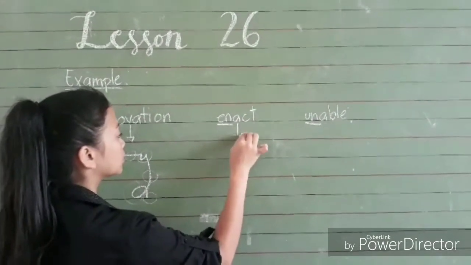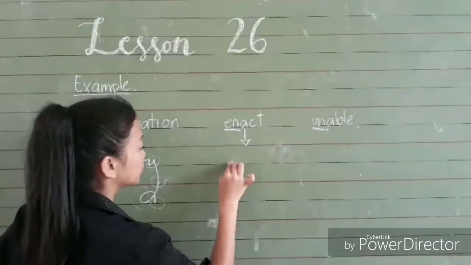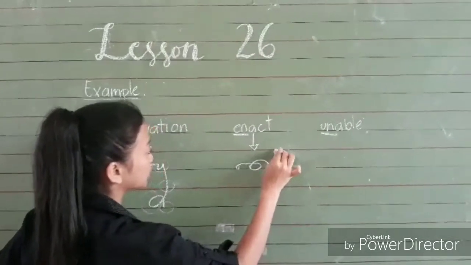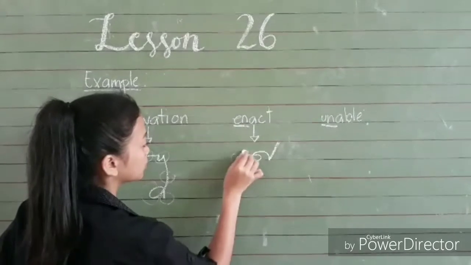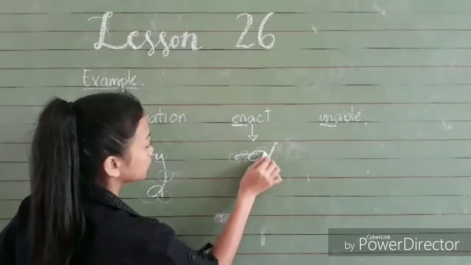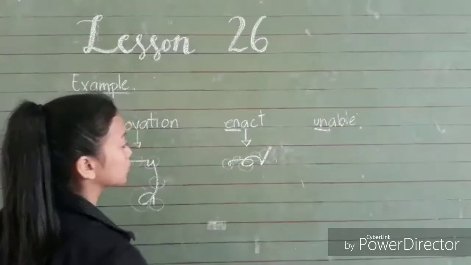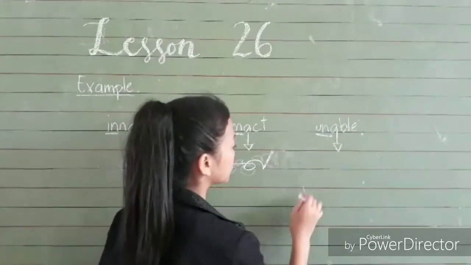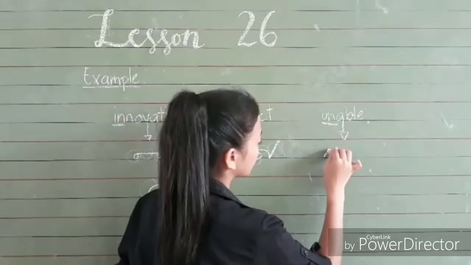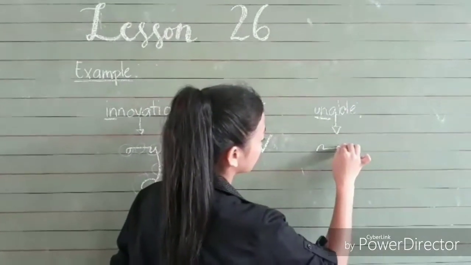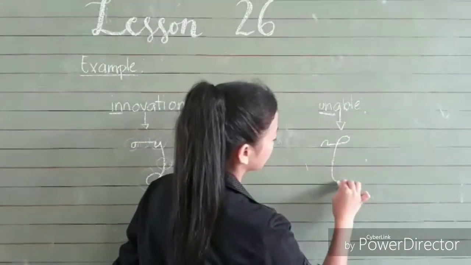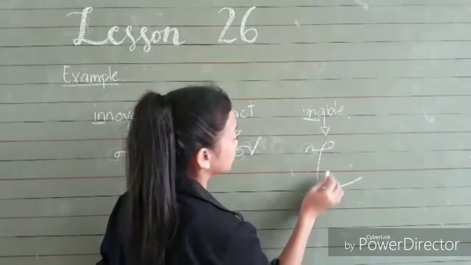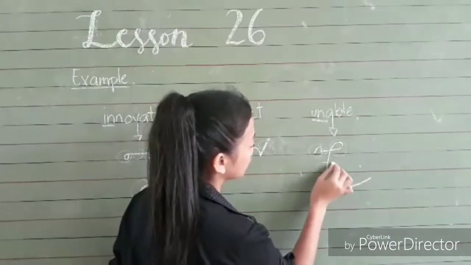Enact is written in shorthand as, wherein it is represented by E, N, A, K, and T. And for unable, it is written in shorthand as, wherein it is represented by double O, N, A, B, and L.